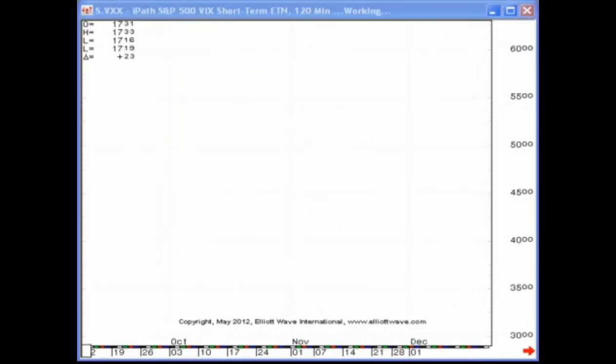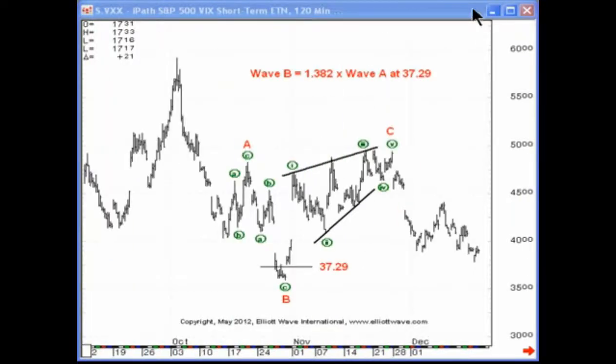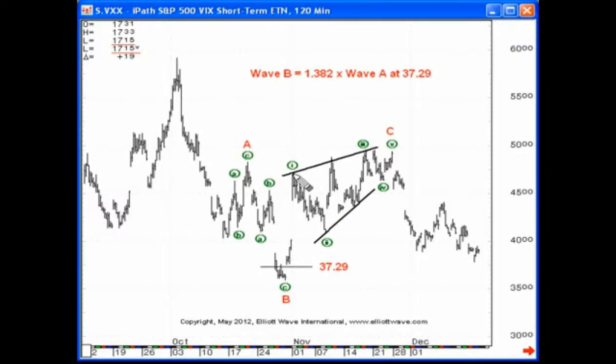Now our final expanded flat that we're going to examine is going to be in the VIX. And that is right here. Once my price chart loads up, there we go. Notice the move here. 3 waves up in wave A, followed by a 3-wave move down in wave B. At 37.29, wave B equals a 1.382 multiple of wave A. And then that's also followed by an ending diagonal to the upside in wave C.